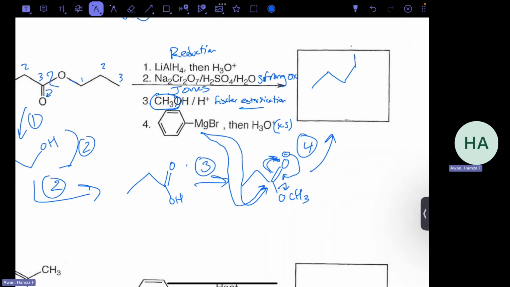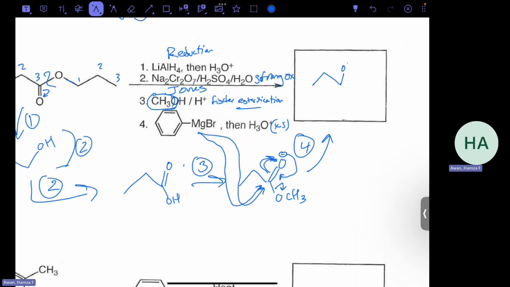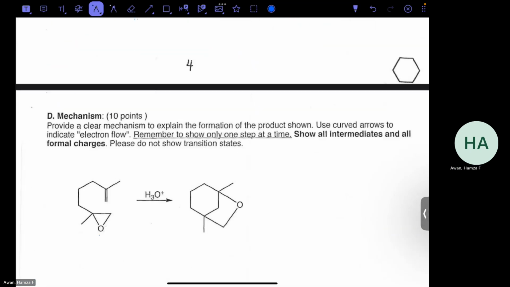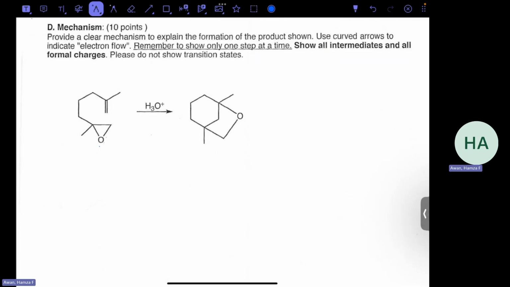will be our OH. Wait, too many carbons. OH, and then we have 2 groups coming off with the benzene rings. Any questions on that? I already got that answer. No questions? All right. This is a Diels-Alder question, so I'll come back to it at the end. We're almost there. All right, mechanism.